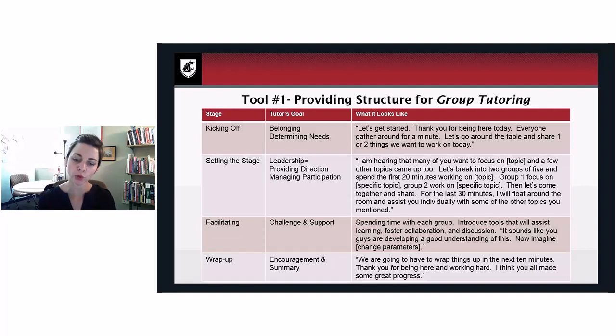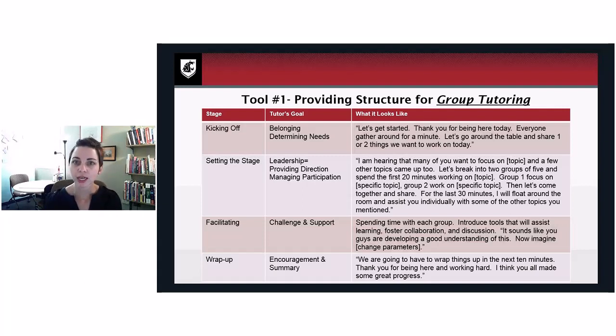Like maybe they're working out a particular problem and they've got it figured out, then throw a wrench in it and say, well, let's say that this particular case study, instead of it being a 70-year-old male, it's a 9-year-old female. How would you handle this differently when we change those parameters? So just providing support and encouragement, but also challenging students.